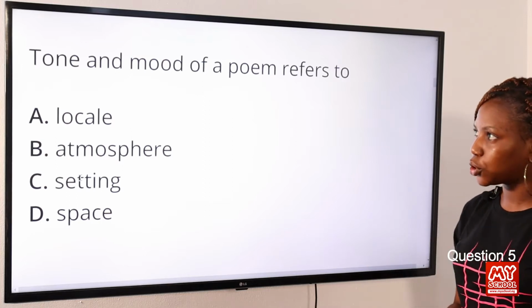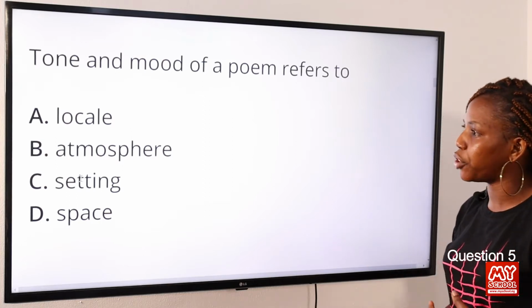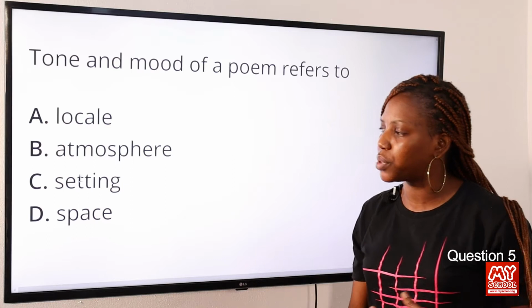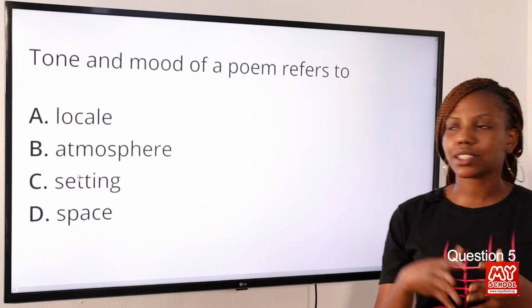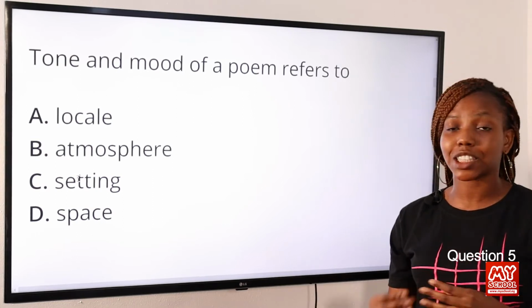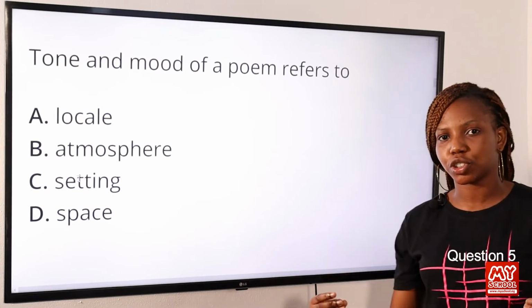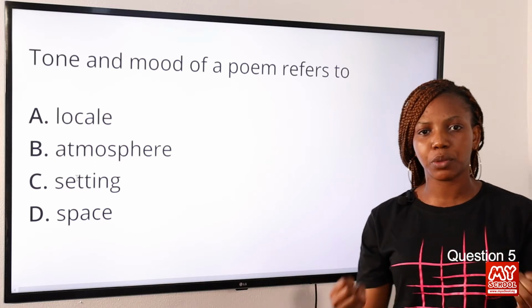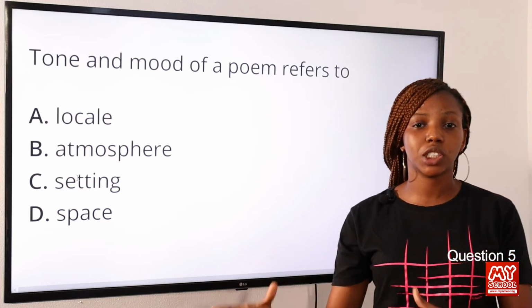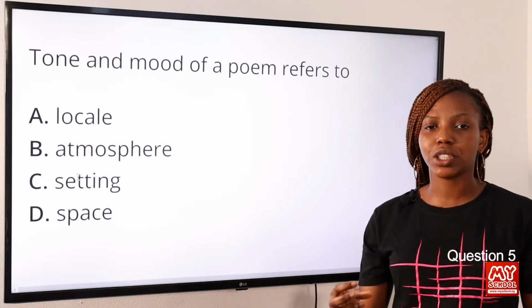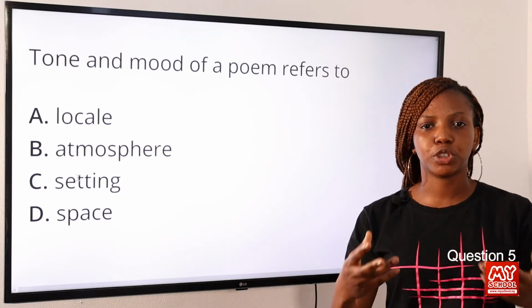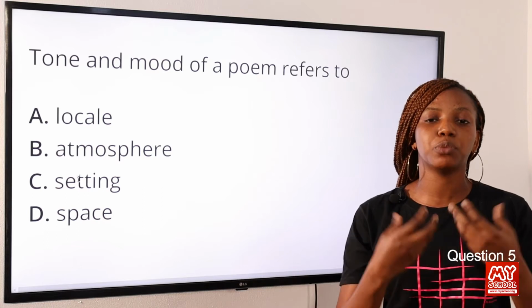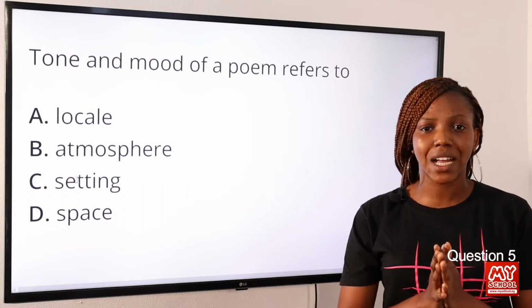Question 5. Tone and mood of a poem refers to option A, local, option B, atmosphere, option C, setting, option D, space. The answer to this question is option B, atmosphere. When we talk about atmosphere in literature, we're talking about the general feeling we get when reading a particular literary text. So tone and mood has to do with feeling. The feeling the writer is trying to portray, or the feeling we get as readers when we read the book. So option B is the correct answer to this question.